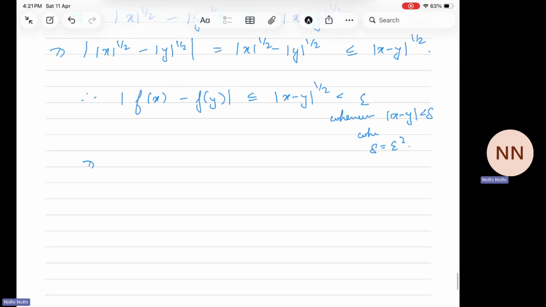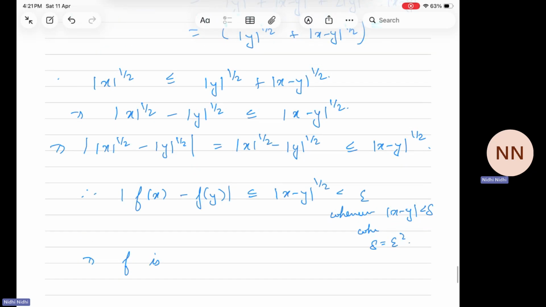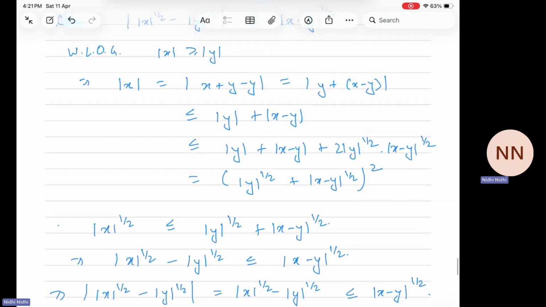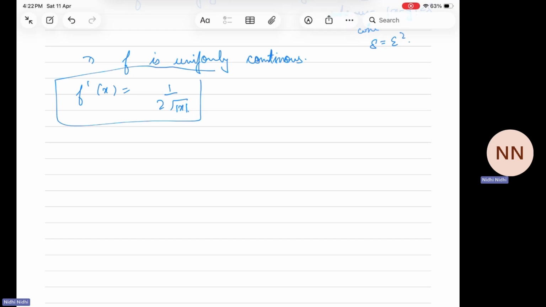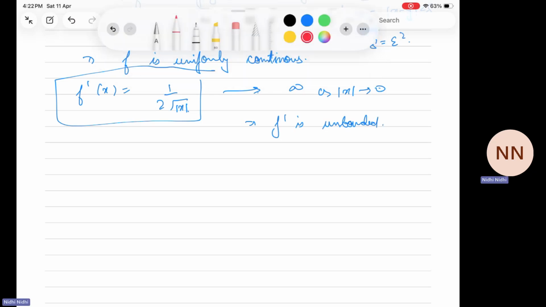That gives us that this function f is, and this is happening for all x, y, so we do not need to worry about the domain. Therefore, f is uniformly continuous, and you can check that it will be differentiable as well everywhere, and its derivative would be 1 by 2 root mod x, which is clearly unbounded. So the derivative is unbounded. Hence, the given statement is false.